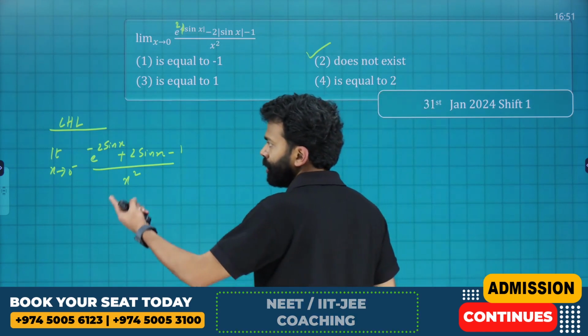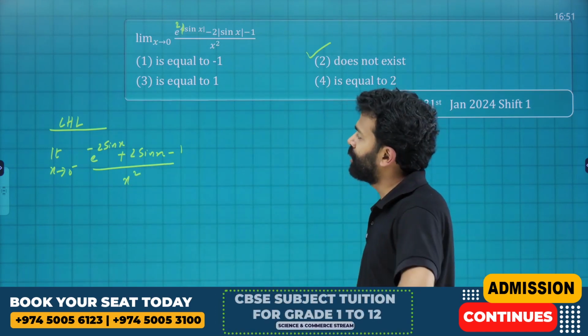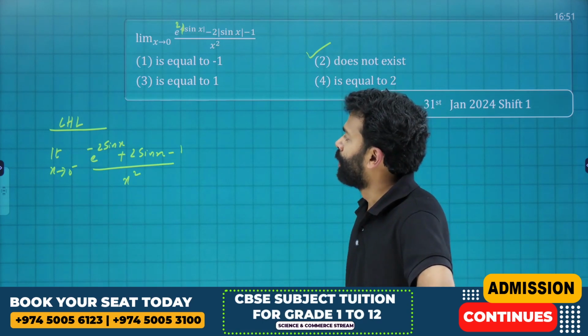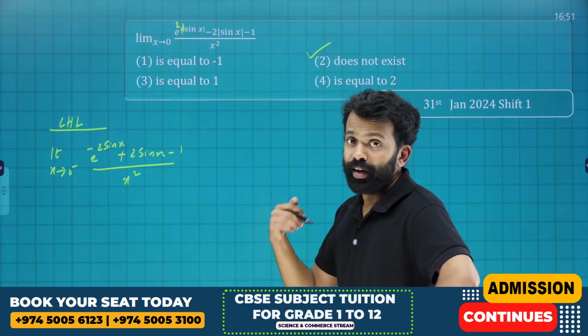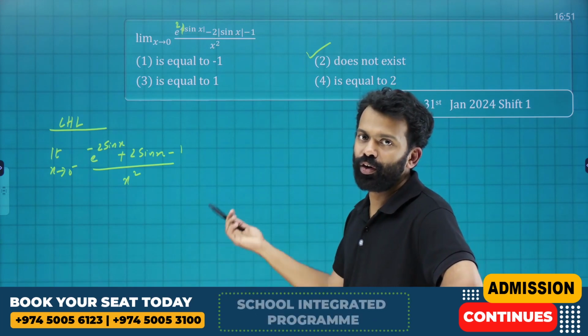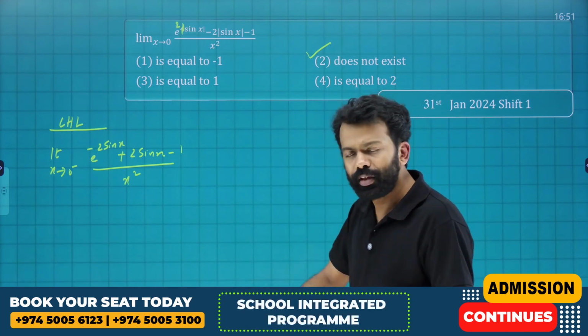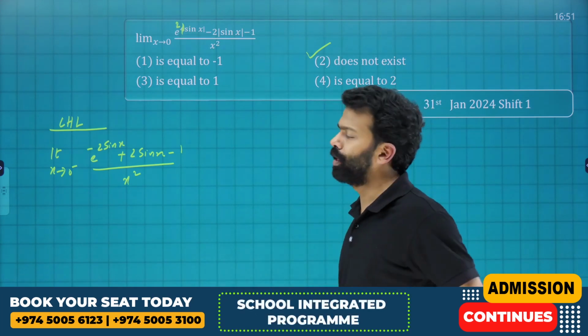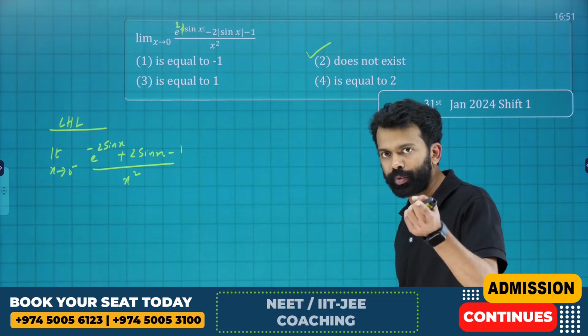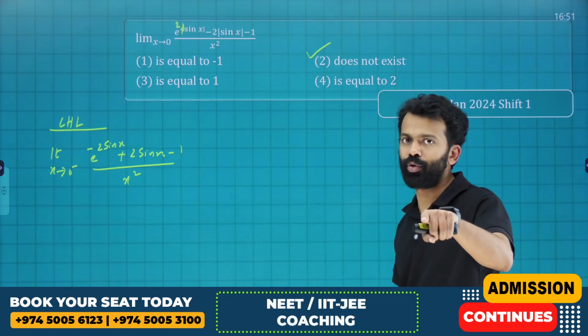Obviously it will be in 0 by 0 form. You can apply either L'Hospital rule here, or you can go for the Maclaurin series. Use whichever method is comfortable for you, but be very careful while applying L'Hospital rule because it will cost you more time.